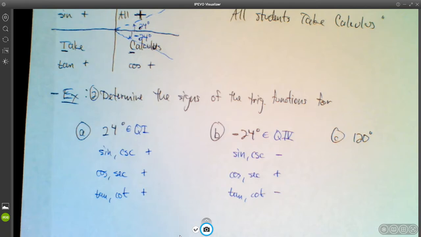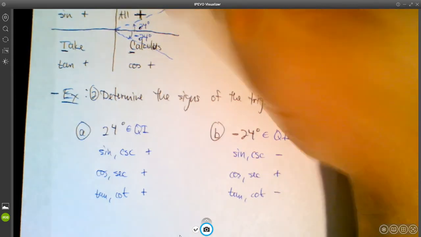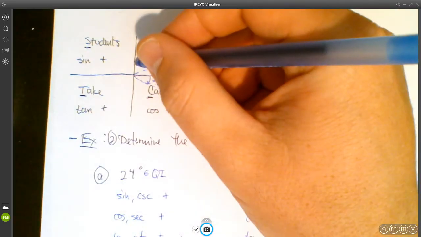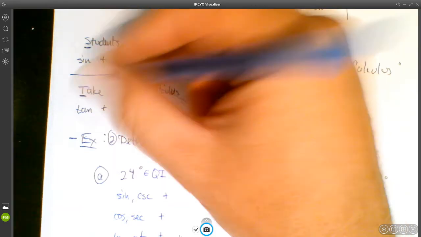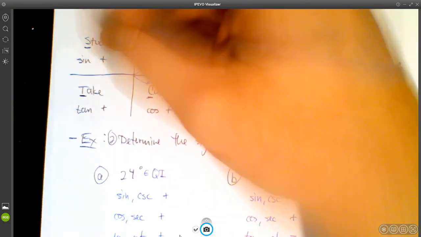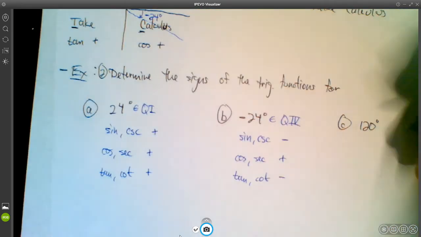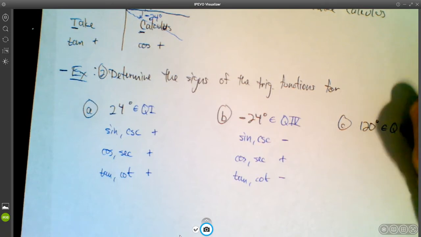Okay, so here's my solution. We've got to figure out which quadrant we're in. Now 120 degrees, it's more than 90 degrees, so I know that I'm not in quadrant 1, but it's less than 180 degrees. So I know that I'm not beyond this point. So I must be here in quadrant 2 somewhere, right? So 120 degrees is maybe something like that. But it's definitely in quadrant 2.